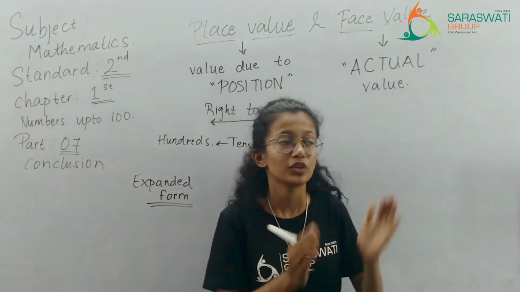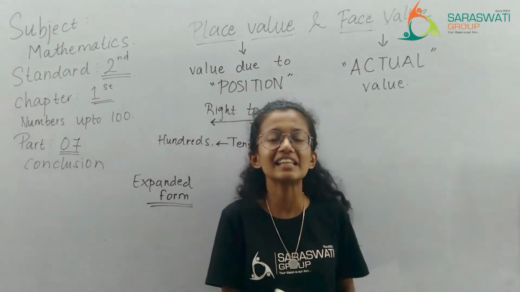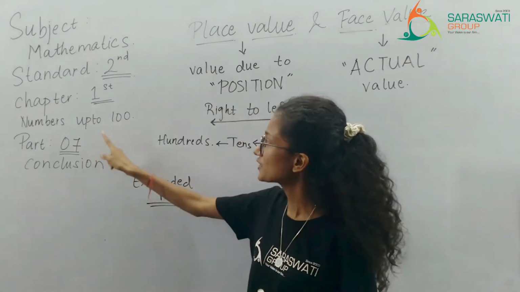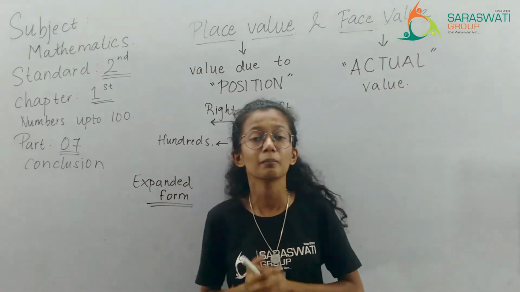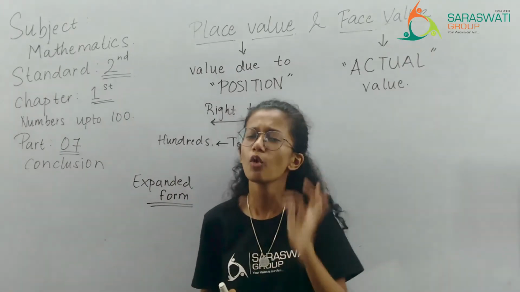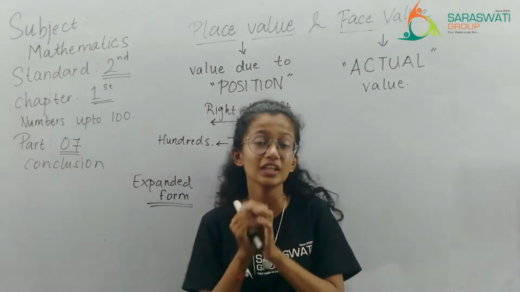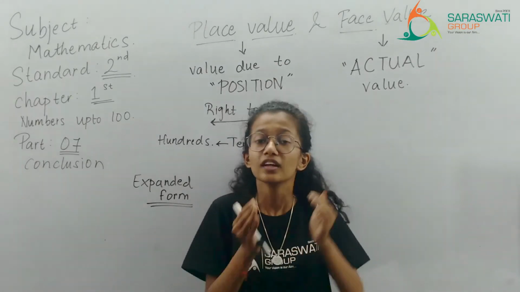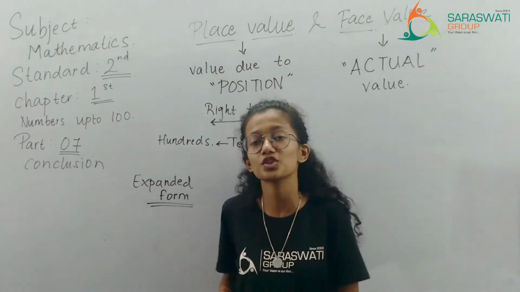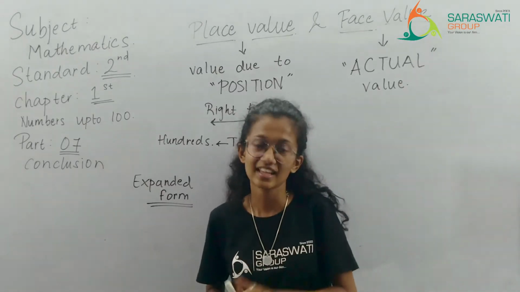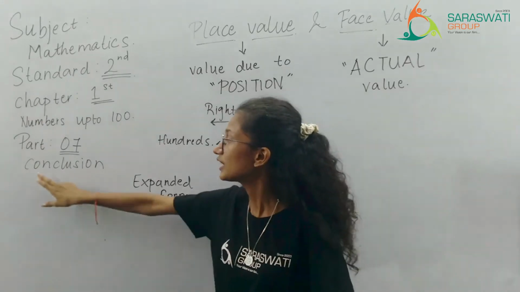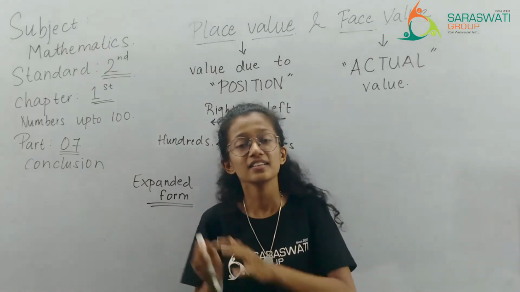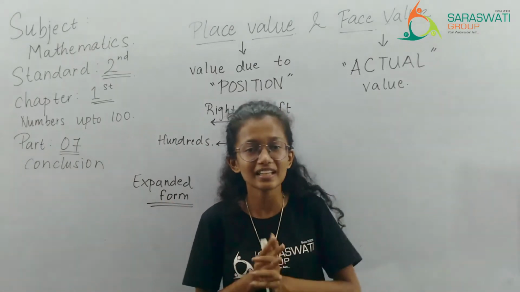I know that you have properly learned chapter number 1, that is numbers up to 100. You have learned chapter number 1 very nicely, I know that. But one conclusion, one revision is very much necessary, and today we would give the conclusion of chapter number 1, that is, we will revise the complete chapter.